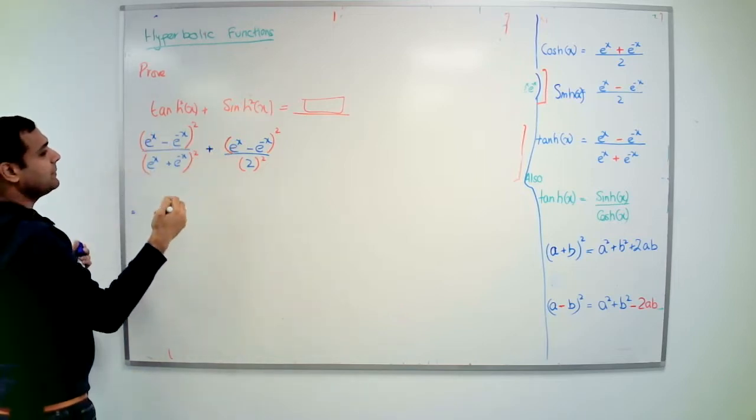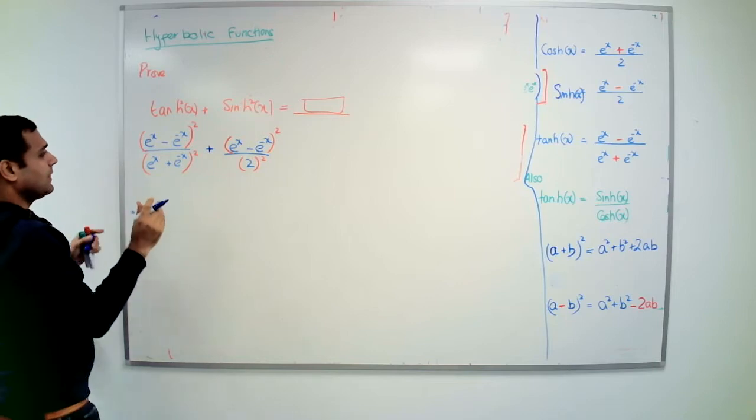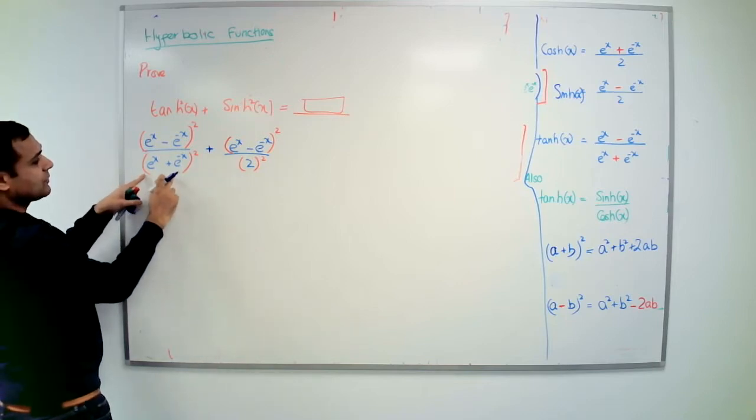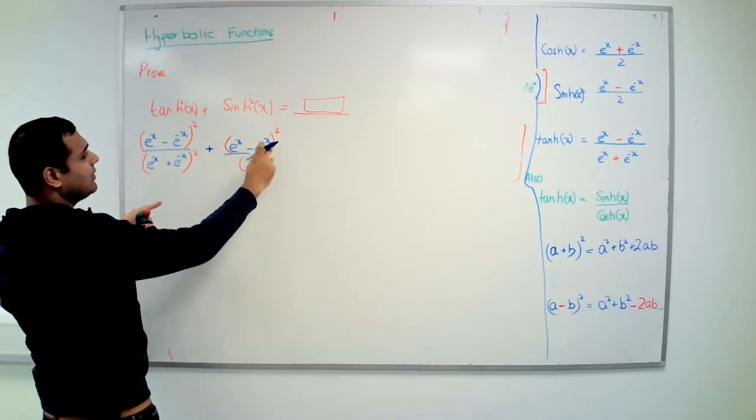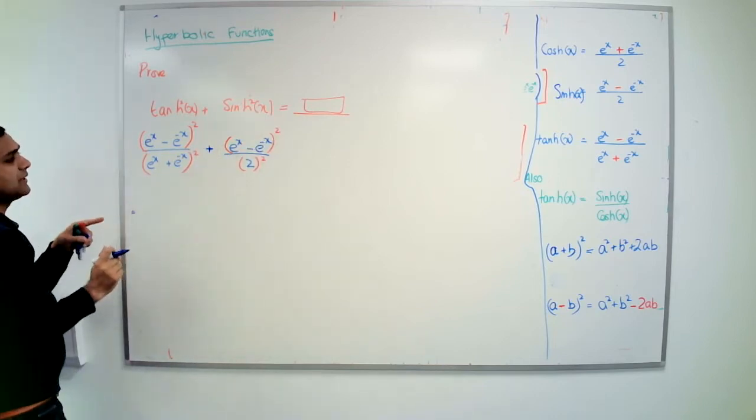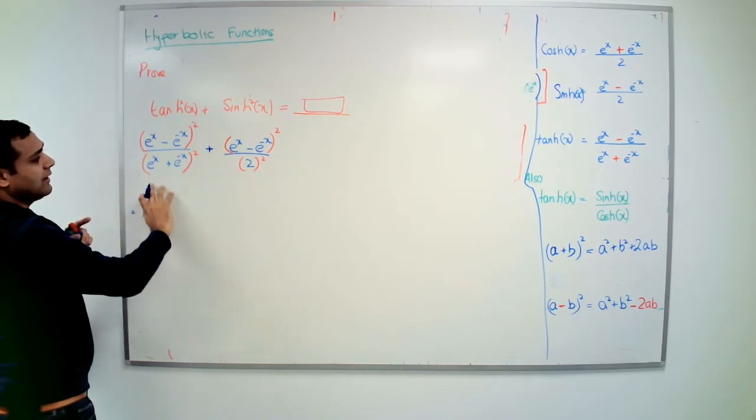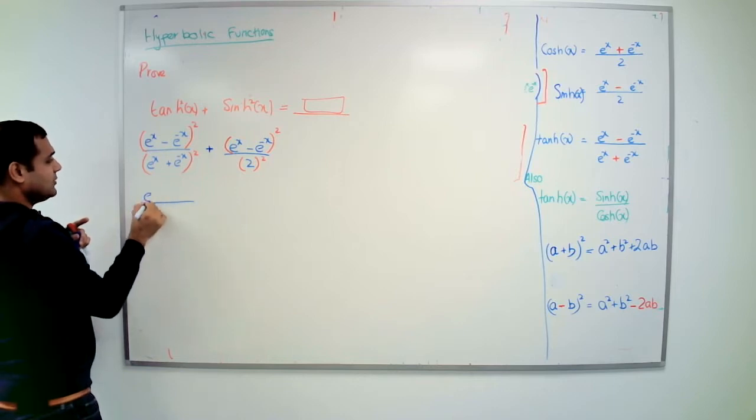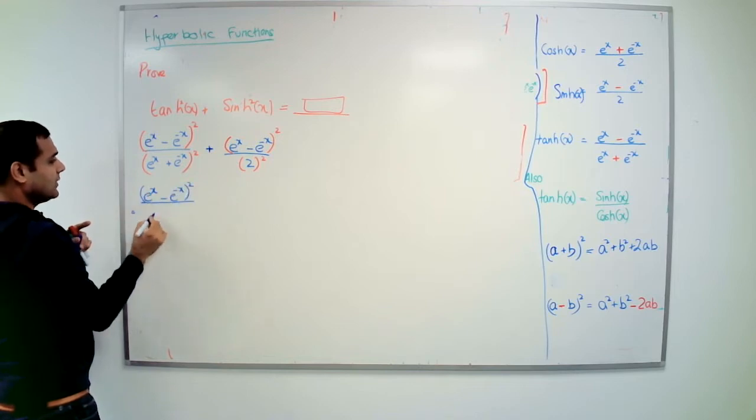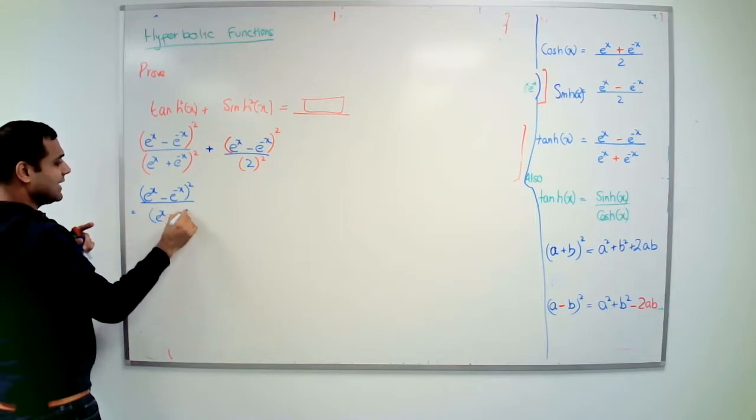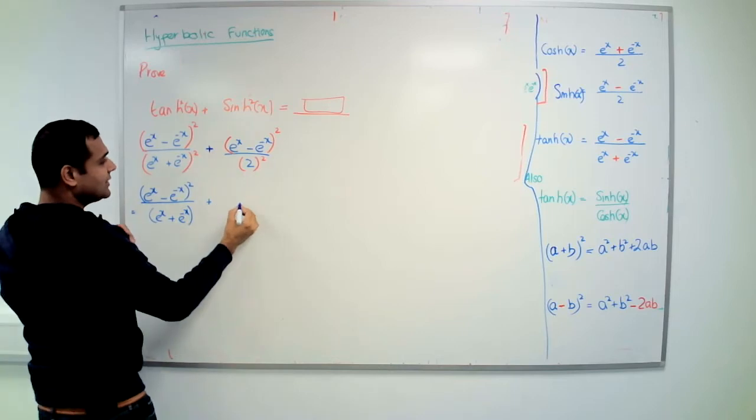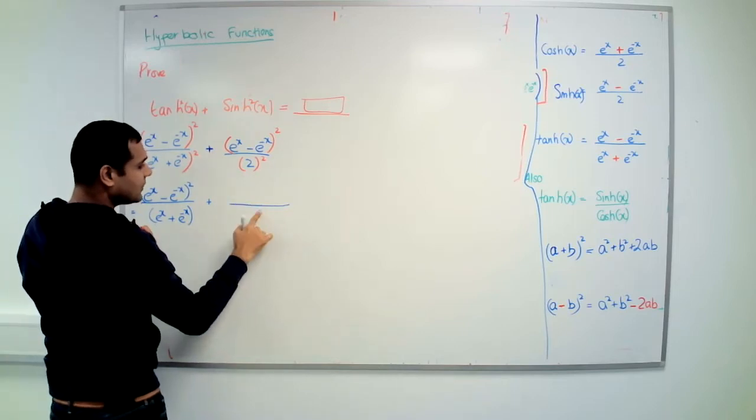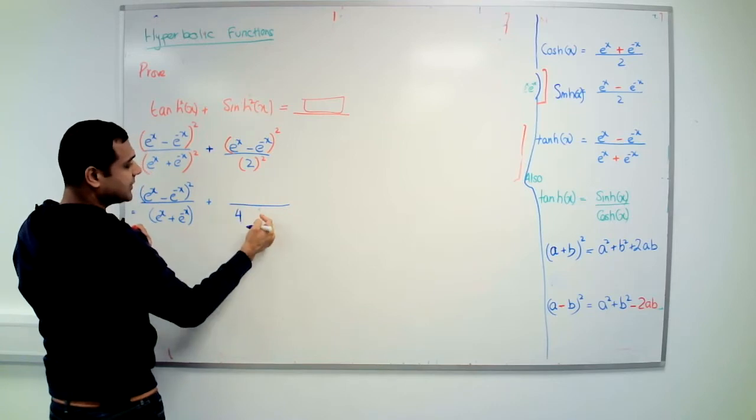Before you open this up, the easy way to do it is, if you have a look here, these are squares and squares, but the denominators are different. Let me write this down: (e to the x minus e to the minus x) squared, and at the bottom the denominator is (e to the x plus e to the minus x) squared. On this side, the denominator is 4. I'm just going to put the 4 here; it doesn't matter, you can put it in the middle.